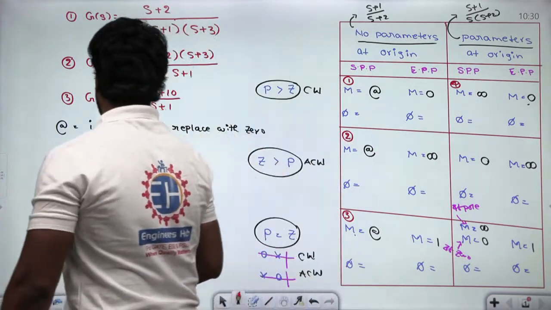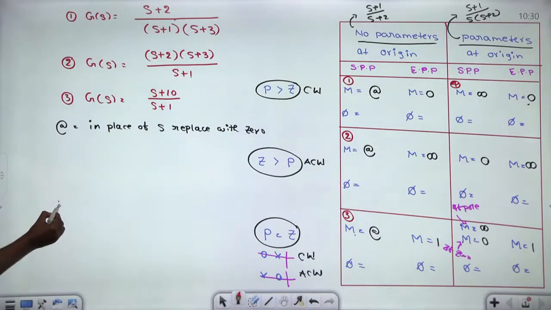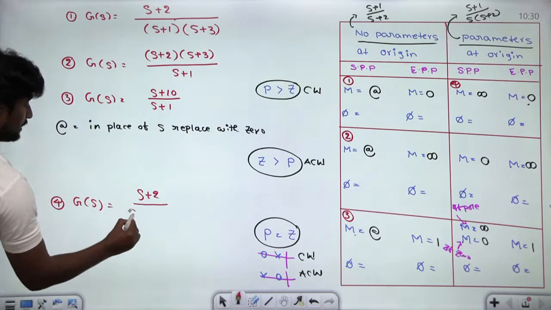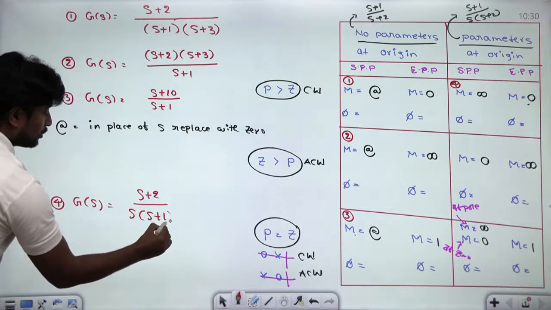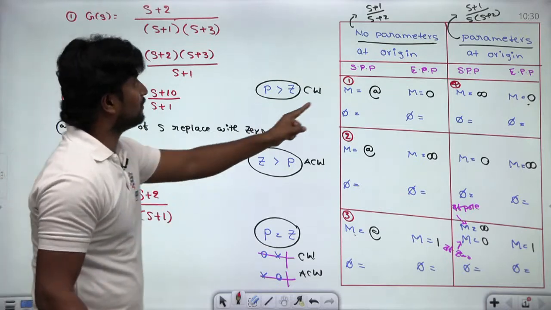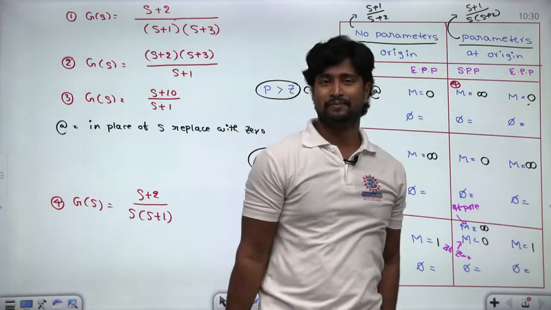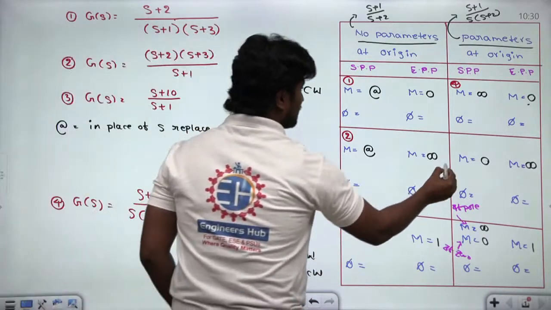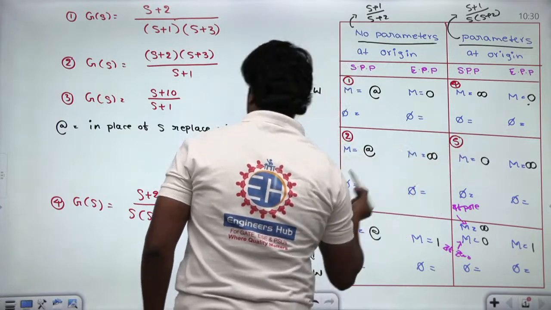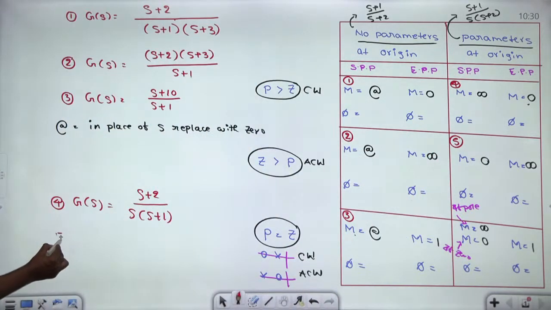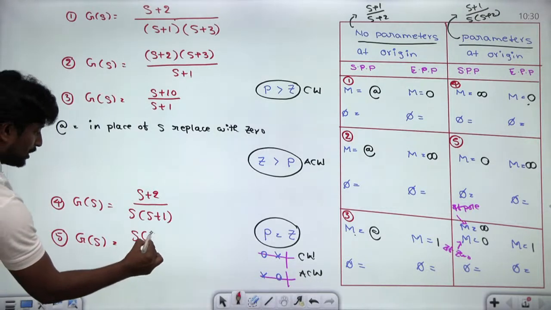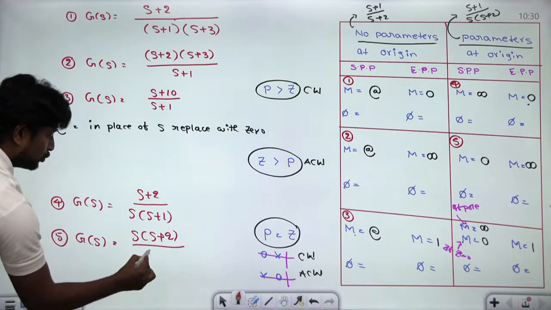Fourth case, what is the example? See once. The fourth case example is G(s) equals (s+2)/(s(s+1)). Check once. Here also the number of poles is 2, but one pole is at the origin. Parameters at the origin: pole or zero, your wish. Right? And case number 5, example is G(s) equals s(s+2)/(s+1).